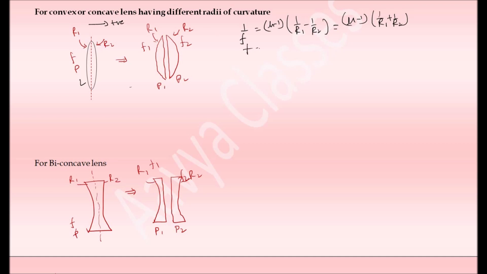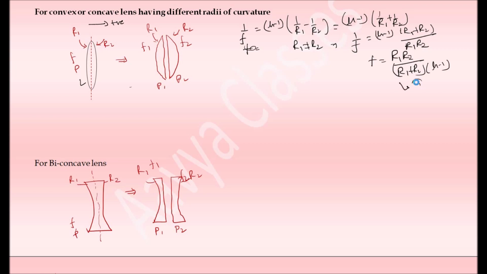So from there we get f. In fact, we write it this way: as r1 is not equal to r2, 1 by f is equal to (mu minus 1) into (r1 plus r2) divided by (r1 into r2), and we get f is equal to r1 r2 divided by (r1 plus r2) into (mu minus 1). So this is the focal length of the original lens. We call it equation number 1.